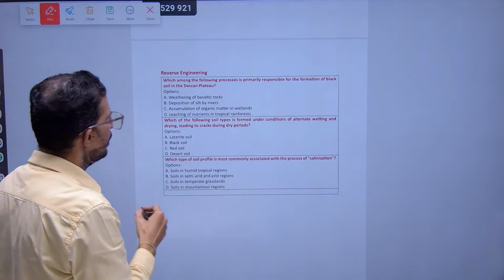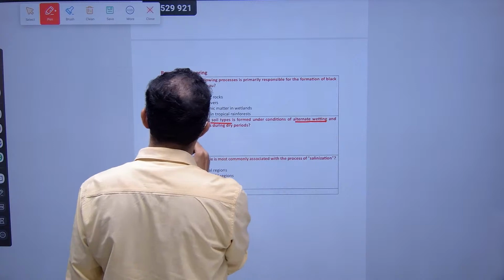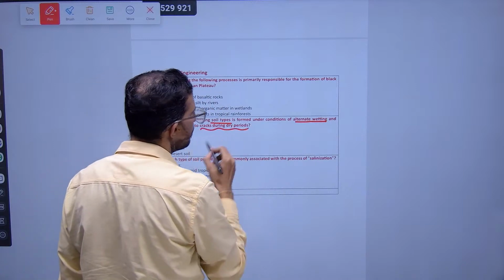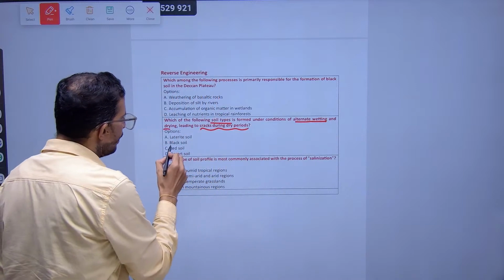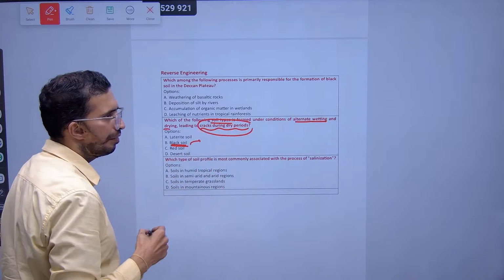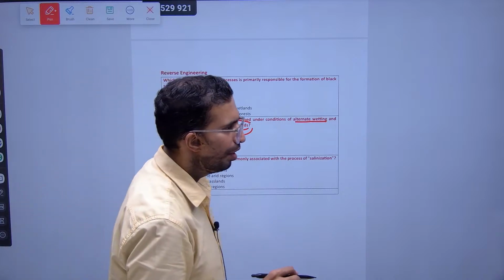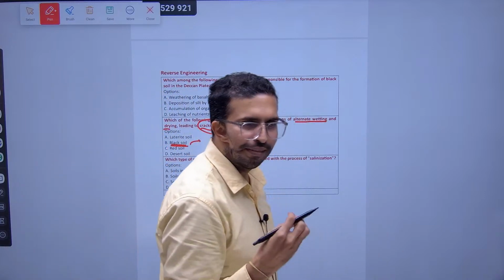Then second question, which of the following soil types is found under the alternate wetting and drying leading to the cracks during the dry period? What did we see? Black soil in the summer season develops the cracks, and in alternate wetting and drying, what does it do in the monsoon? It gets wet, gets soaked well.